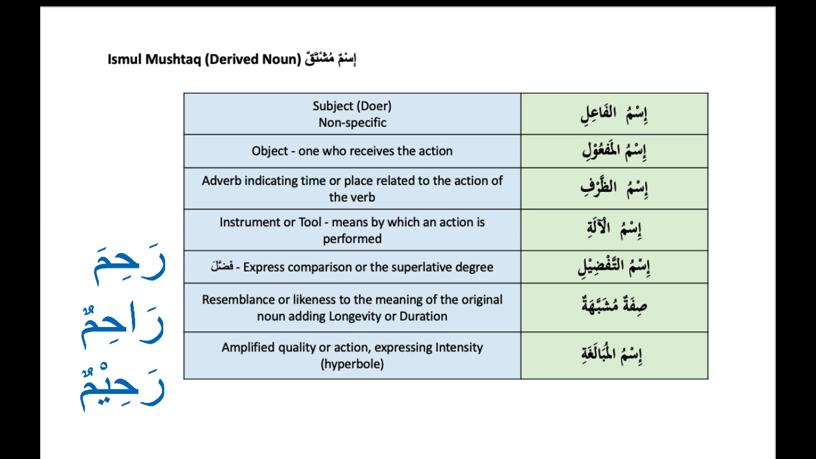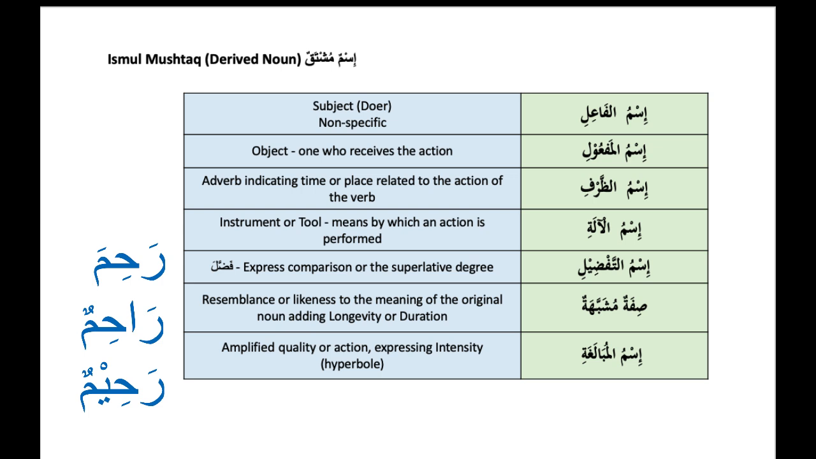Now, the person who does the mercy, which is the ismul fa'il of rahima, is rahimun. Fa'ala, ismul fa'il is fa'ilun. Nasara, ismul fa'il is nasirun. Ja'ala, ismul fa'il is ja'ilun. So rahima, ismul fa'il is rahimun, the one who does the mercy.